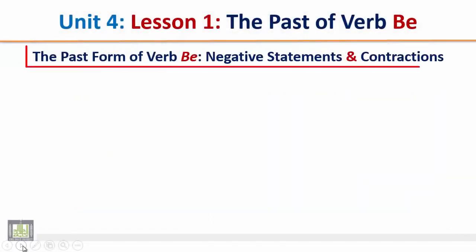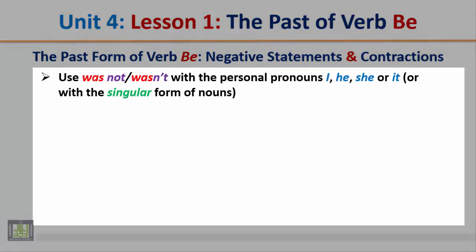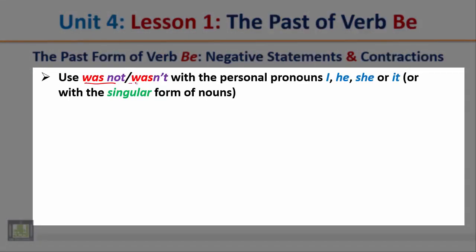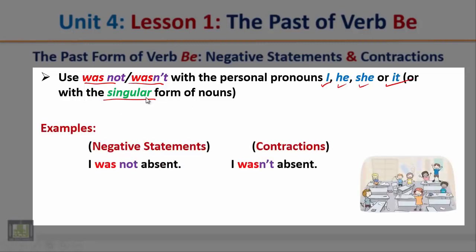The past form of verb be, negative statements and contractions. Use was not or wasn't with the personal pronouns I, he, she, it, or with the singular form of nouns. Examples: I was not absent. Notice that we use the word not after the verb. Okay, after the verb. I was not absent. The contracted form, I wasn't absent.